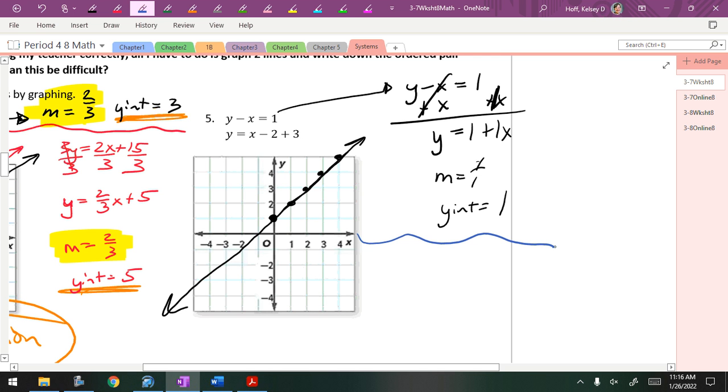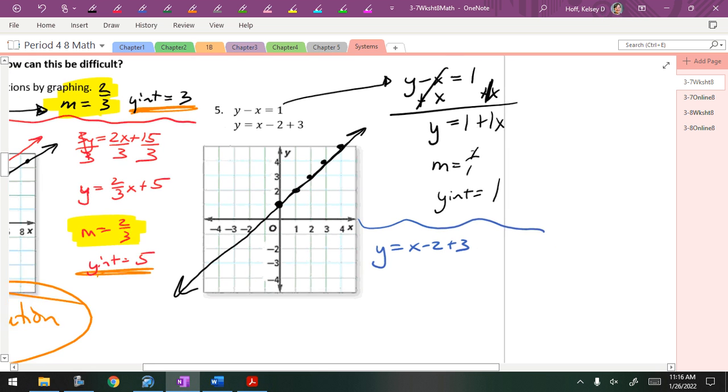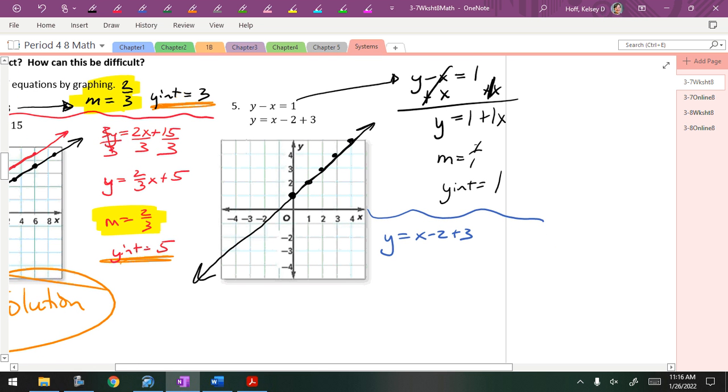My second equation here, y equals x minus 2 plus 3. First thing I ask myself, is y by itself? Then what's wrong with this equation? Yeah, what is this negative 2 plus 3? What should we do? Put them together. They're like terms. I love your terminology there. Okay, don't let them fool you on this. Y is by itself, but what is negative 2 plus 3? Positive or negative? Positive 1.